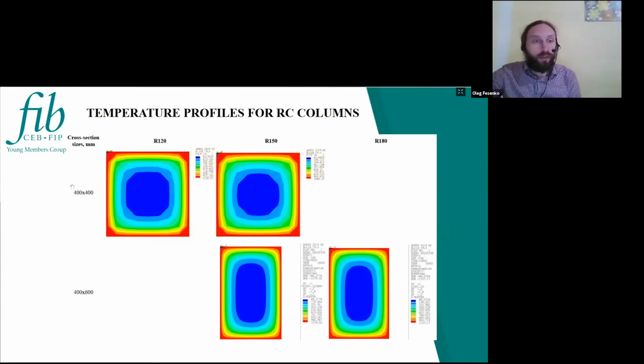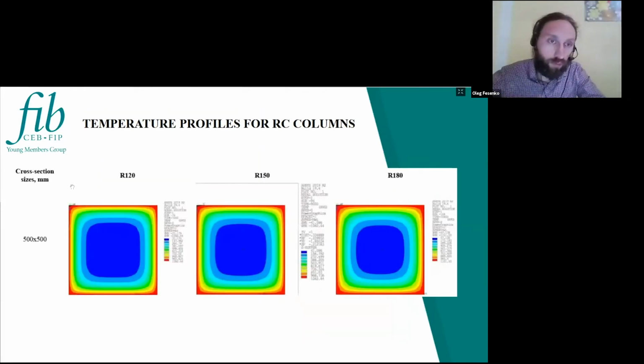The dimensions of this rectangular cross-section are 400 millimeters and also 500 millimeters, and the periods of time are 120, 150, and 180 minutes for the criterion R for the load bearing capacity.